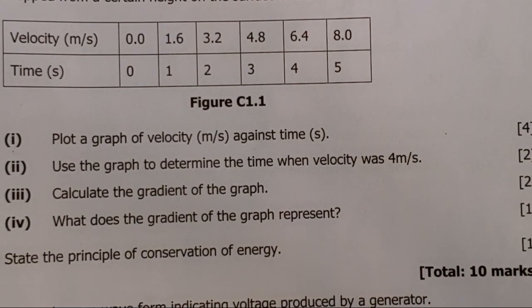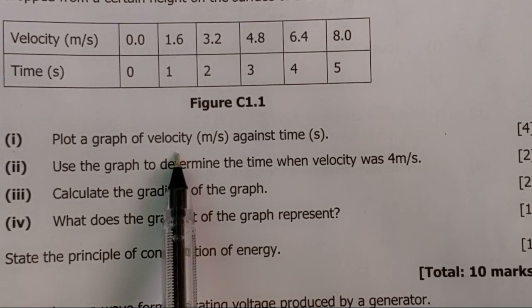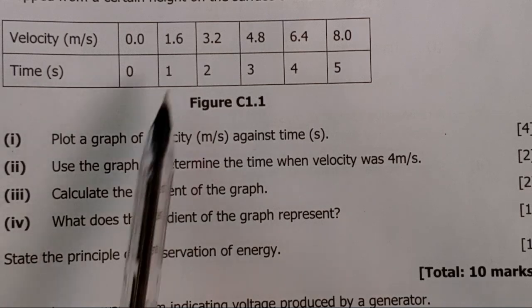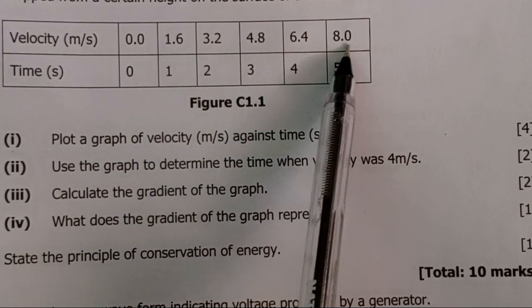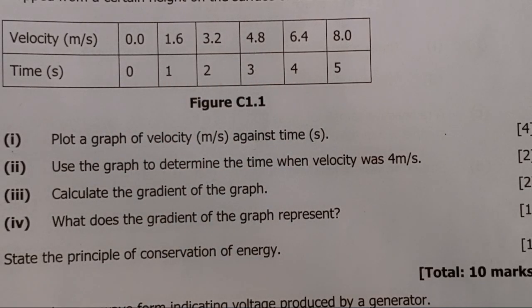The first thing you need to do is identify the axes. In this case, velocity against time. Velocity will be on the y-axis and time will be on the x-axis. From there, you choose a suitable range, the scale. On the y-axis we have 0 to 8, and on the x-axis we have 0 to 5. So you need to choose a suitable range.